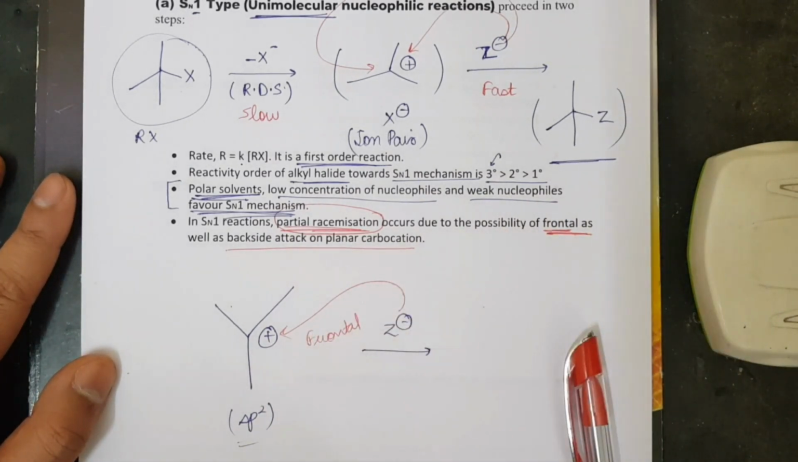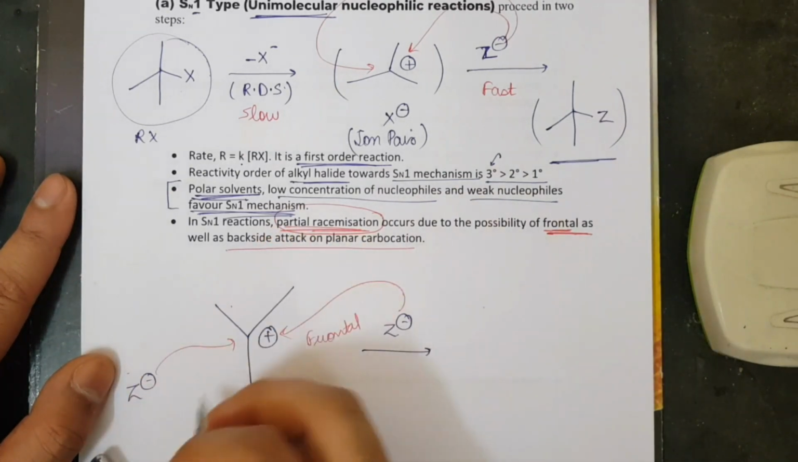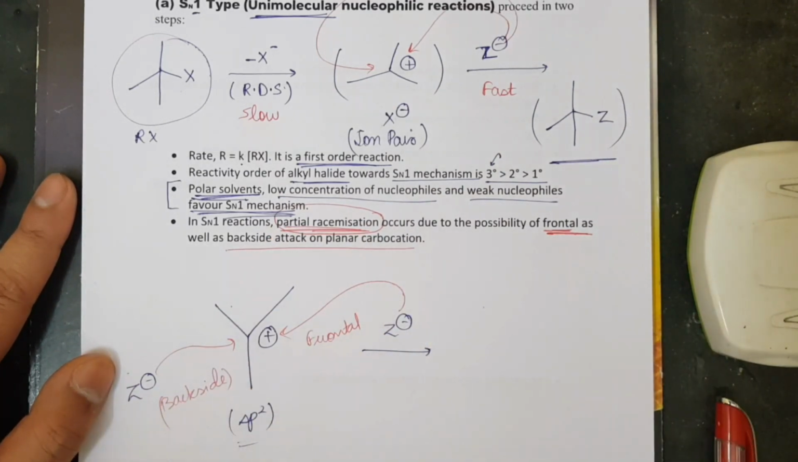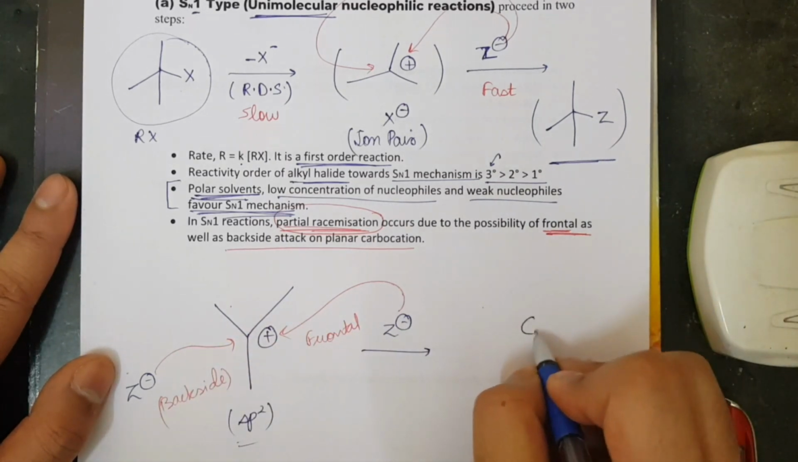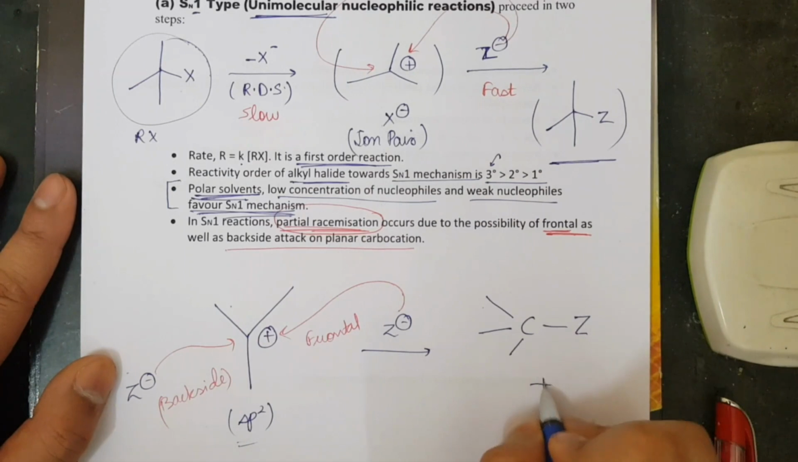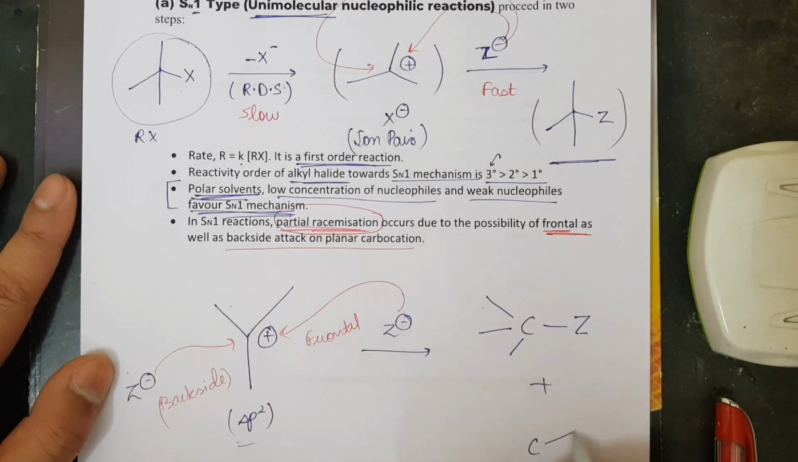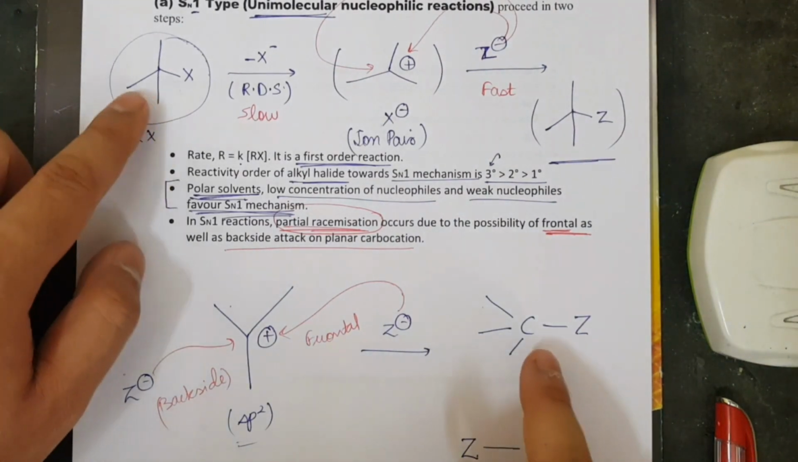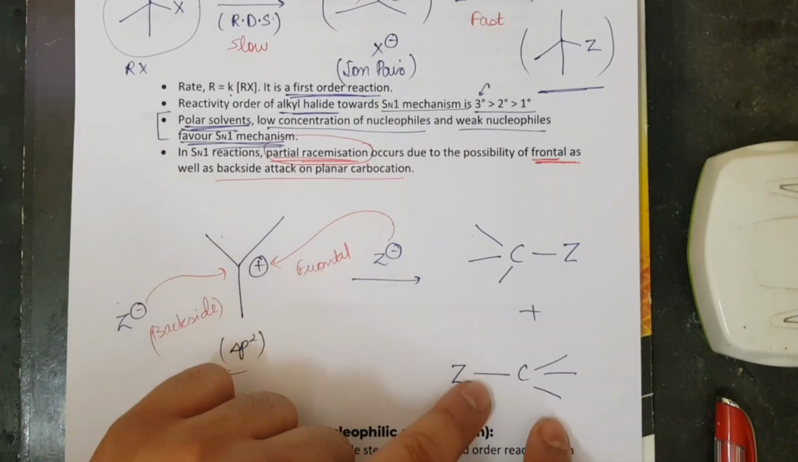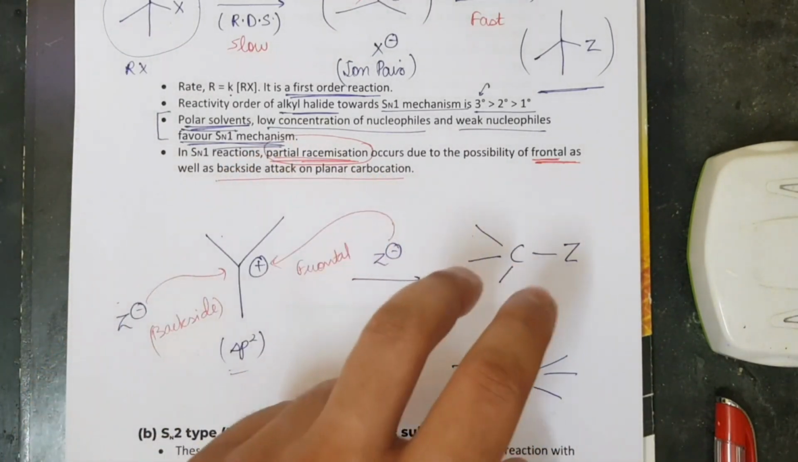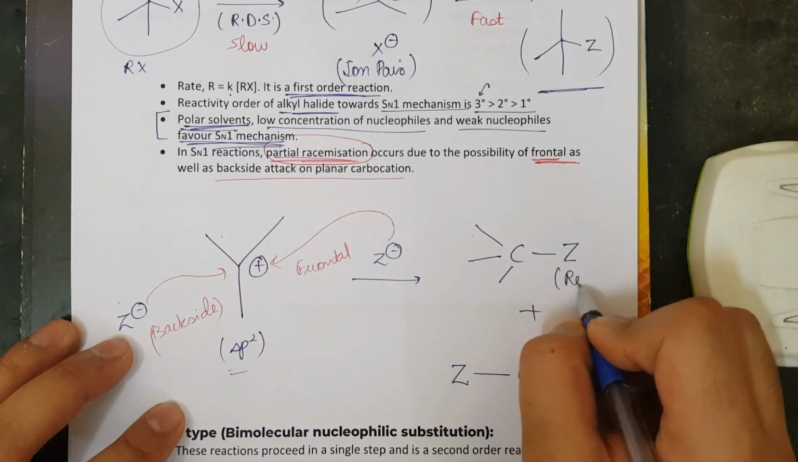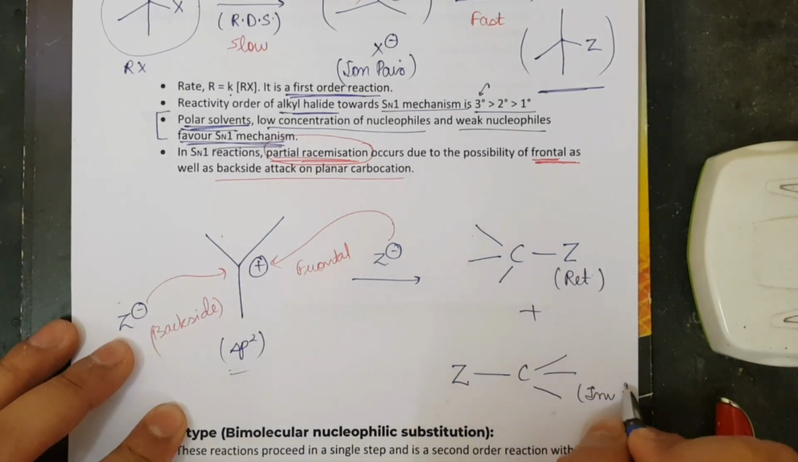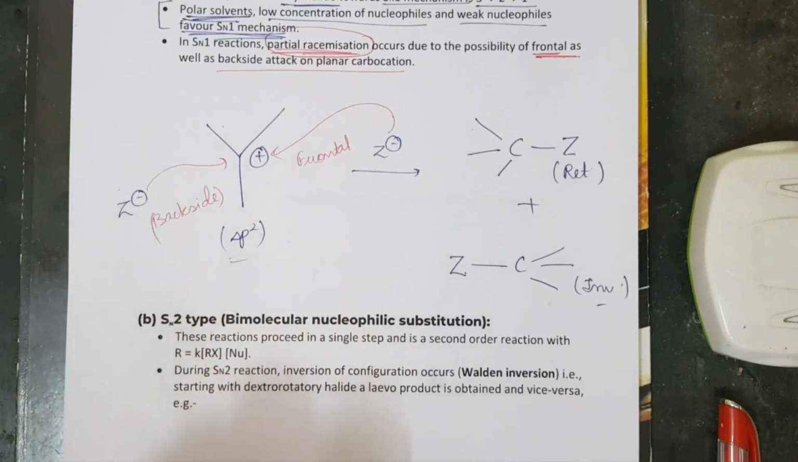When it attacks from the front, and when it attacks from behind, it is known as the backside attack. So when it attacks from the front, we get the formation of this structure, and when it attacks from behind, we get the formation of this structure. This would be the retention, and this would be the inversion. That is why partial racemization occurs, giving retention plus inversion in this particular case. I hope this logic is understood.